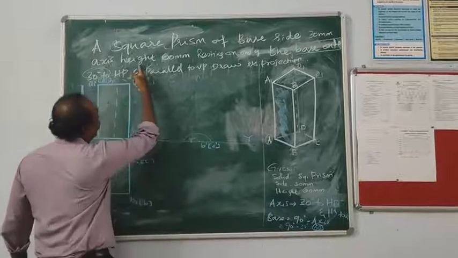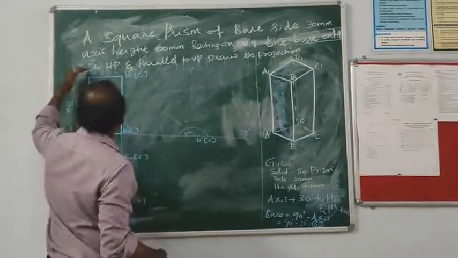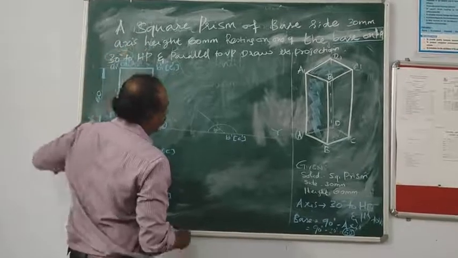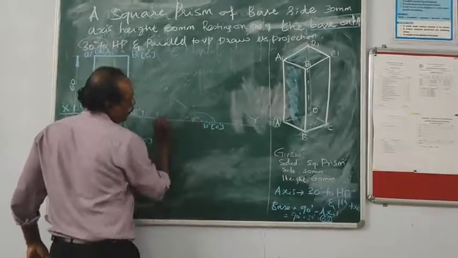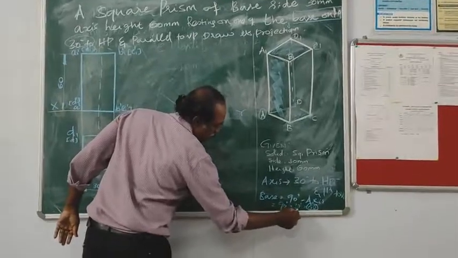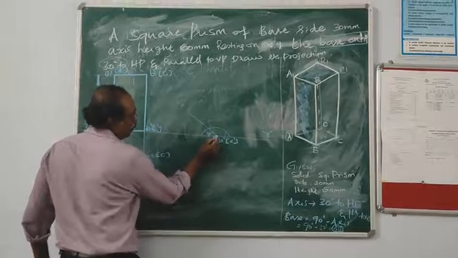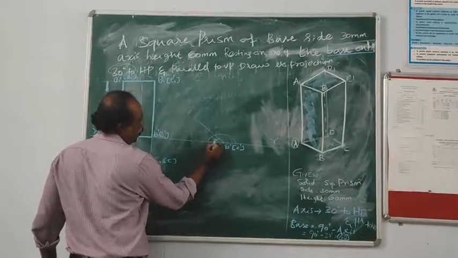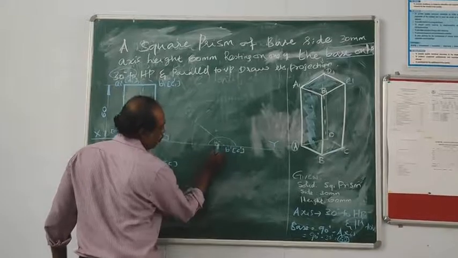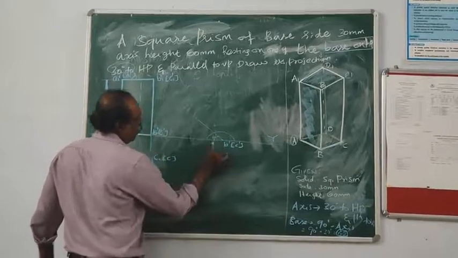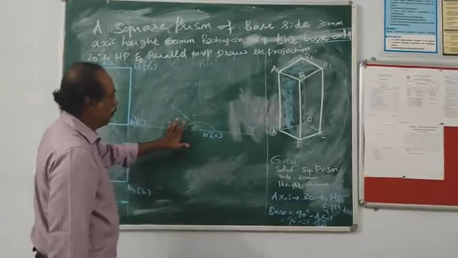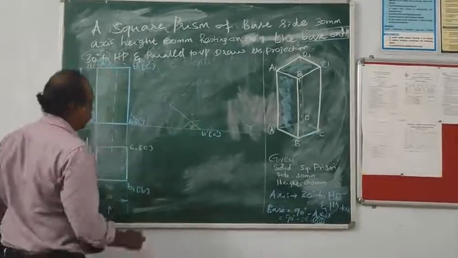In the problem, they have given 30 degrees to HP, parallel to VP. The axis is inclined 30 degrees to HP. So we have to draw the base first. Base means 90 degrees minus axis, 90 minus 30 equals 60 degrees. Draw the diagram. We fix the points b dash, c dash, and then the protractor is used to measure the 60 degrees. Then we draw the line with a 2H pencil.